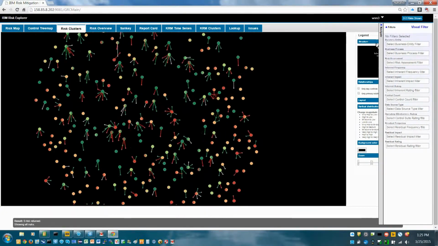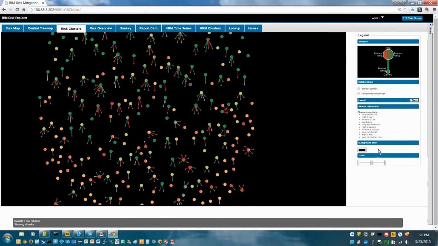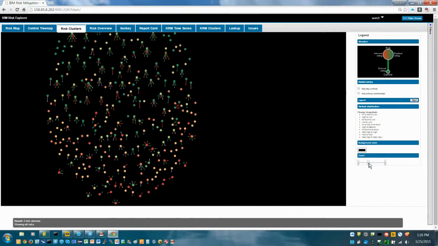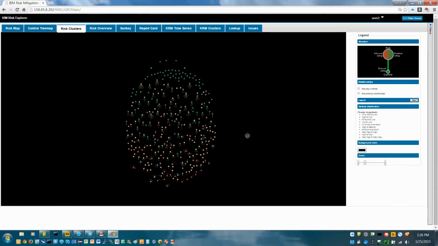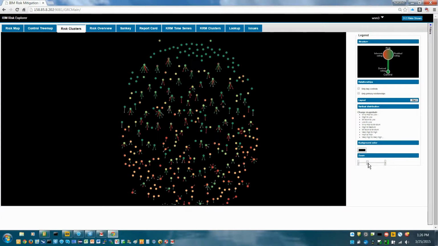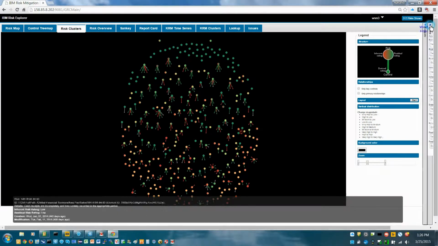Releasing the filter that we had on the risk assessment, we're now taking a look at all of the risks that are identified for global financial services. From this bird's eye perspective, we can see how the risks have different ratings and have different control patterns associated with them. Here are some risks that have a lot of controls associated with them, and here we see risks that have no controls associated with them.